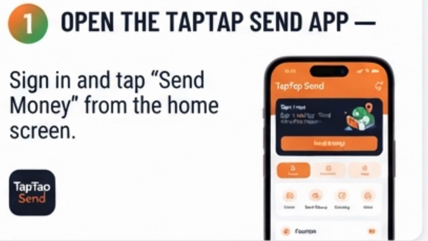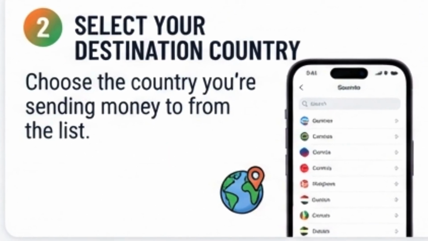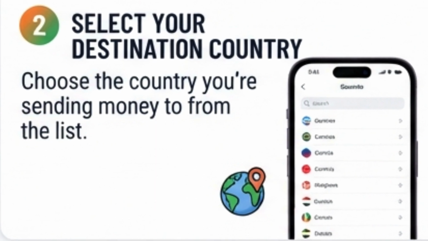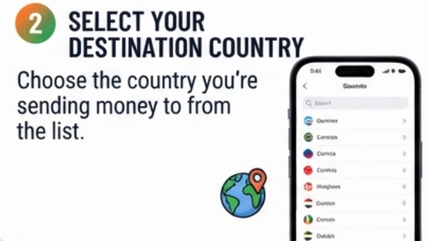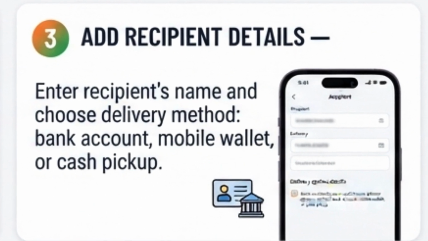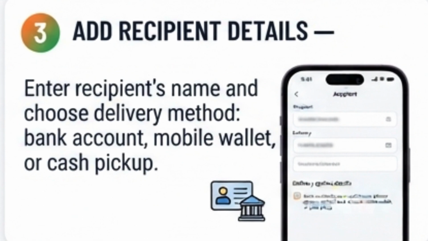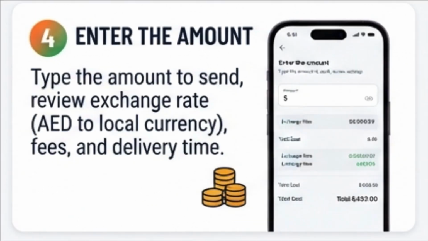Step 2. Select your destination country. Choose where you want to send your money from the list of supported countries. Step 3. Add your recipient's details. Enter their name and choose how they'll receive the money: bank account, mobile wallet, or cash pickup.